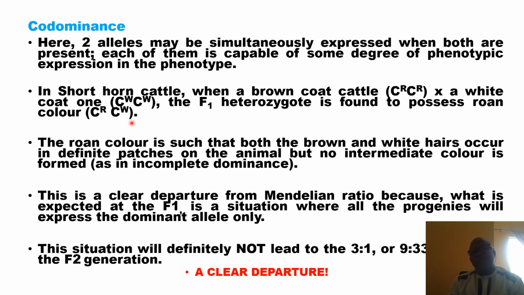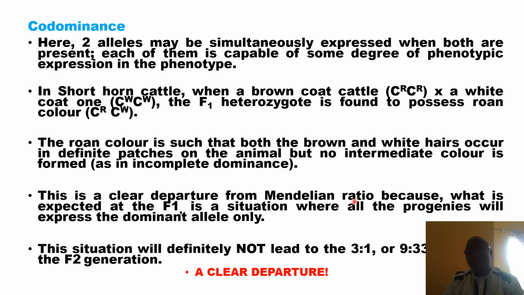So an example is in the shorthorn cattle. When a brown coat cattle with this genotype is crossed with a white coated one with this genotype, the F1 progeny, which is heterozygote, is found to possess roan color as against brown or white. And this roan color is such that both the brown and the white hairs occur in definite patches on the animal's body, but no intermediate color is found, as is expected in incomplete dominance.